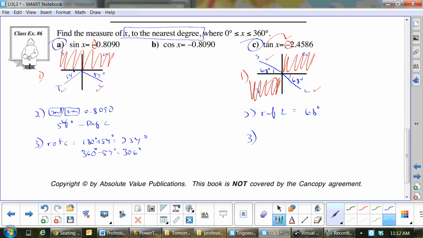Okay. How would I find the first angle? 180 minus 68 degrees, which is 112. And next one. How would I do it? 360 degrees minus 68 degrees equals 292. Does this make sense? Okay. Check them. Yep.